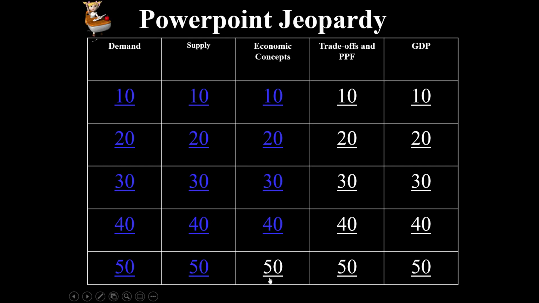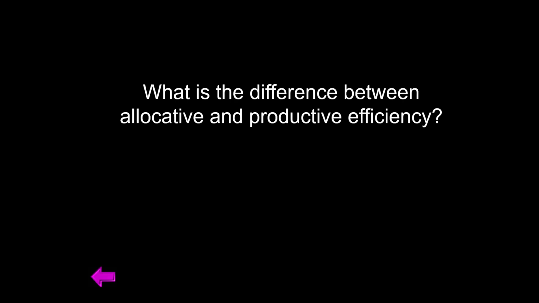All right, and finally, economic concepts for 50. What is the difference between allocative and productive efficiency? Allocative efficiency is when production is in accordance with consumer preferences, whereas productive efficiency is when the goods or services are produced at the lowest possible cost. Think about this. If I can produce the typewriter at the lowest possible cost, that doesn't specifically mean that consumers want a typewriter. It just means that I have productive efficiency.